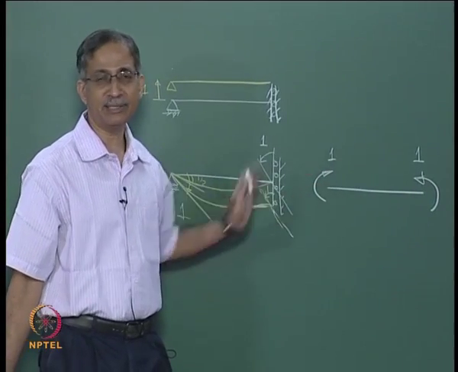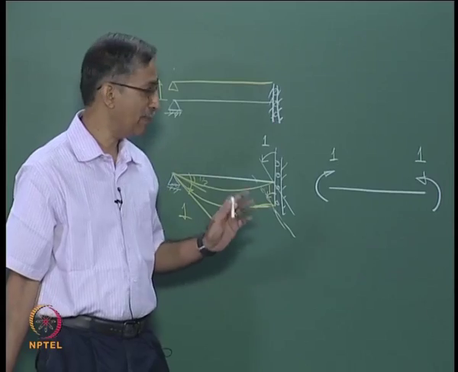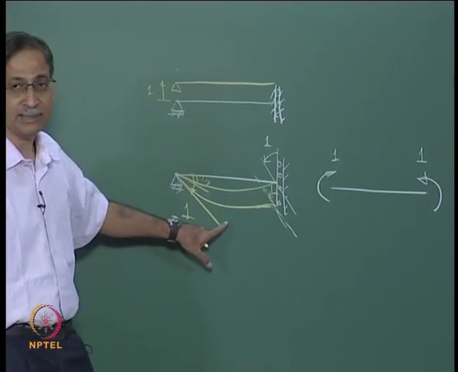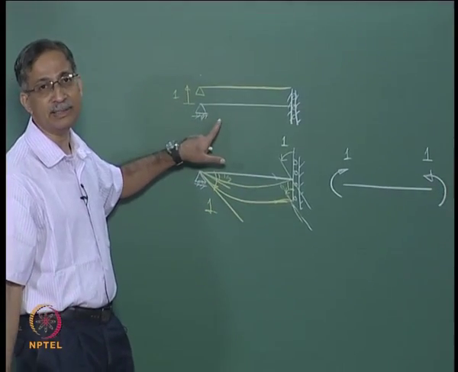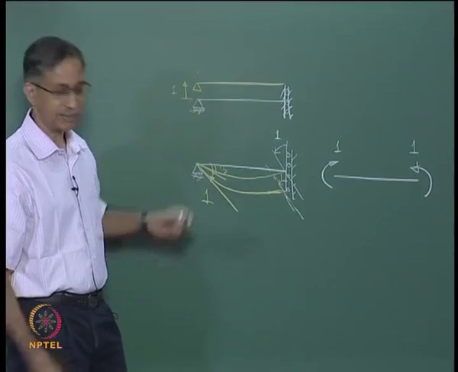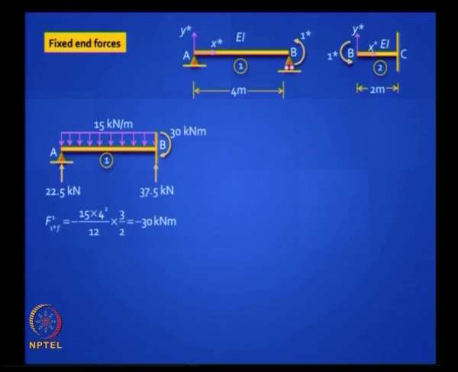Okay, so there are two explanations why you need to put -1 when you are dealing with this case, and you have to put 0 when you are dealing with this case, because there is no rotation happening in this case. Fixed end forces, can you find out?